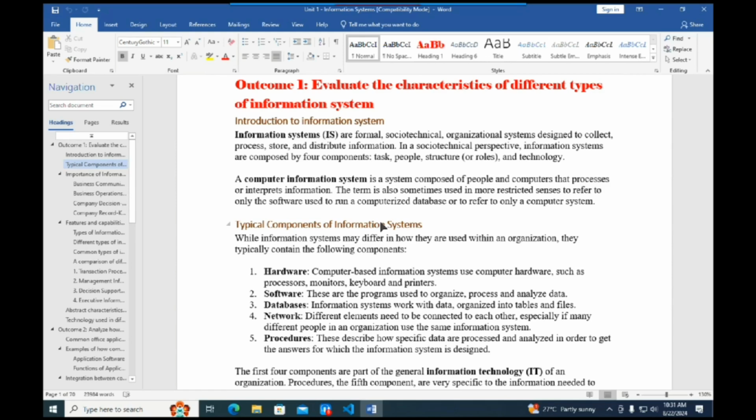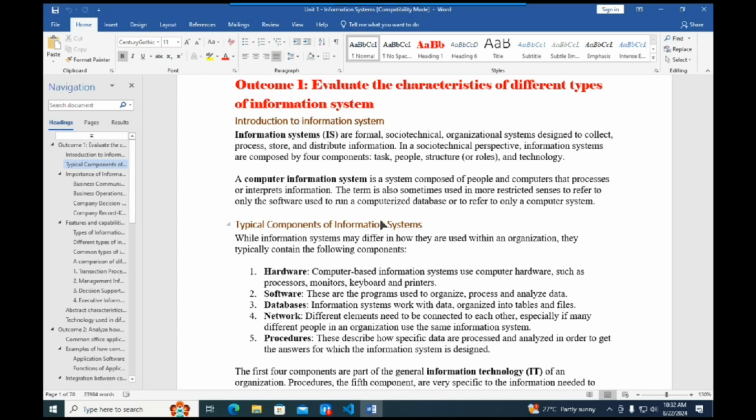So normally, the term computer information system is at times used in areas where it's restricted to refer to only the software that is used maybe to run some computerized database, or to refer to only a computer system. But a computer information system is basically a composition of people and computers that work to process or to interpret information.